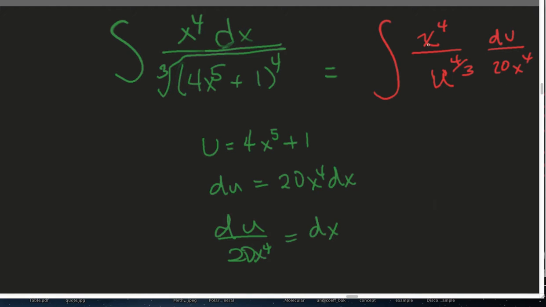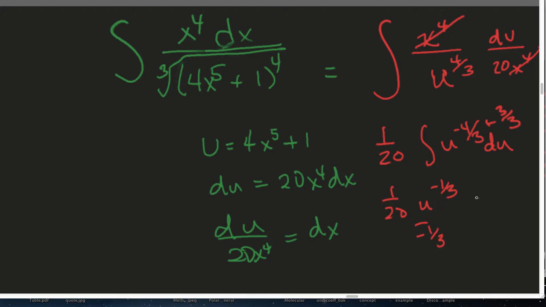So the x to the 4's cancel, and then you have 1 over 20, u to the negative 4 thirds. You add 1, and the common denominator is 3 over 3, so it'd be 1 over 20, u to the negative 1 third over negative 1 third. Flip and multiply. Oops, no, actually, that's not your answer because I didn't plug back in what my x equals.